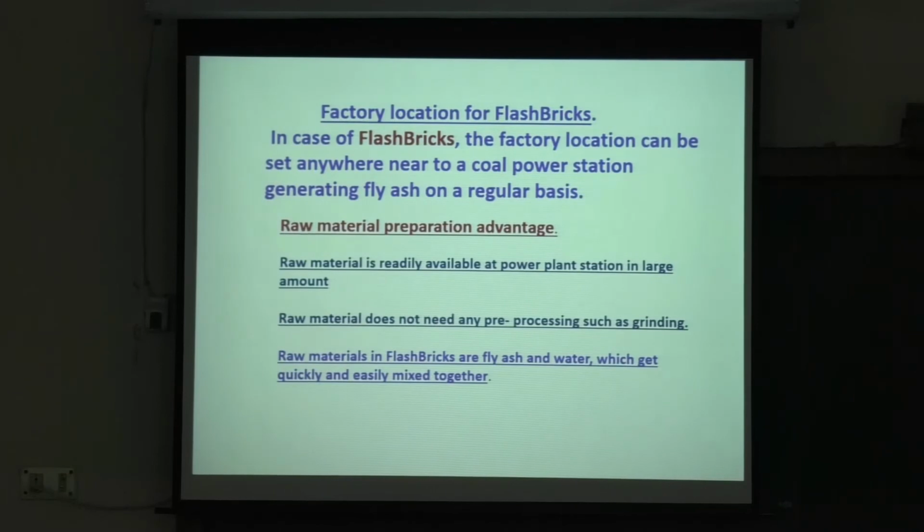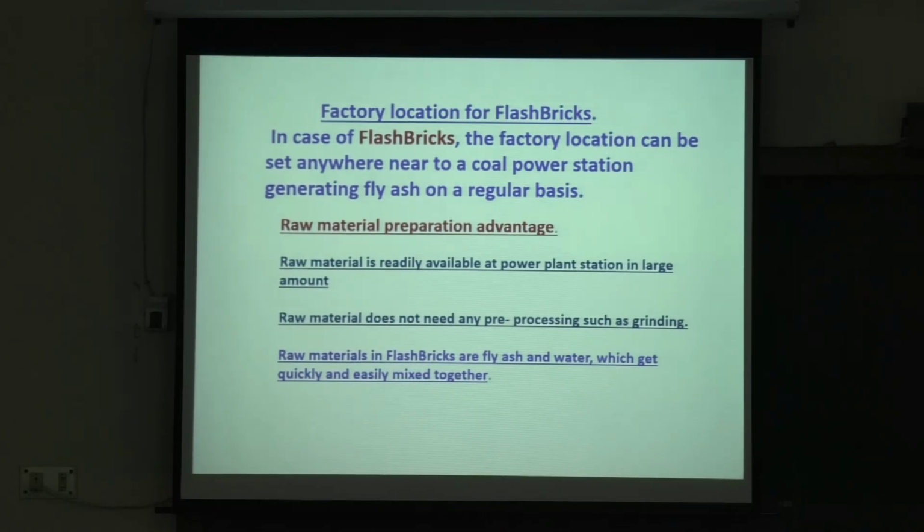In case of fly ash bricks, the factory location can be set anywhere near a coal power station, generating fly ash on a regular basis. The raw material preparation advantage is that raw material is readily available at the power plant station in large amount. Raw material does not need any pre-processing such as grinding. Raw materials in fly ash bricks are just fly ash and water, which get quickly and easily mixed together.